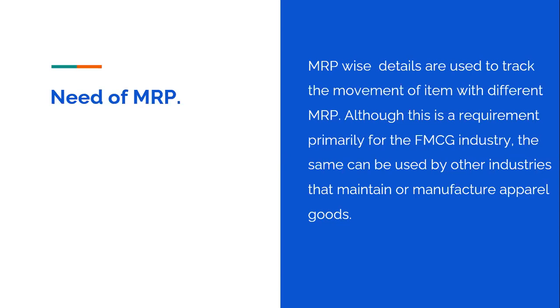On fast moving industries, consumable goods, they mainly use MRPs. And this MRP is used mostly in the Indian markets. Besides FMCG industries, there are many other industries that also use MRP, like anybody manufacturing apparel goods such as shoes and garments, who also maintain MRP on their products.